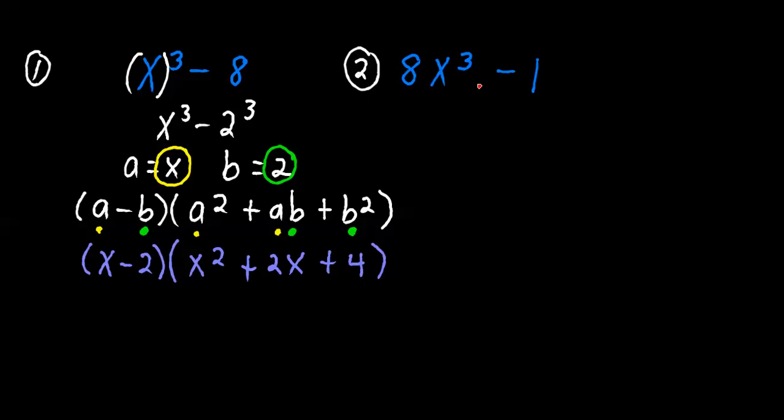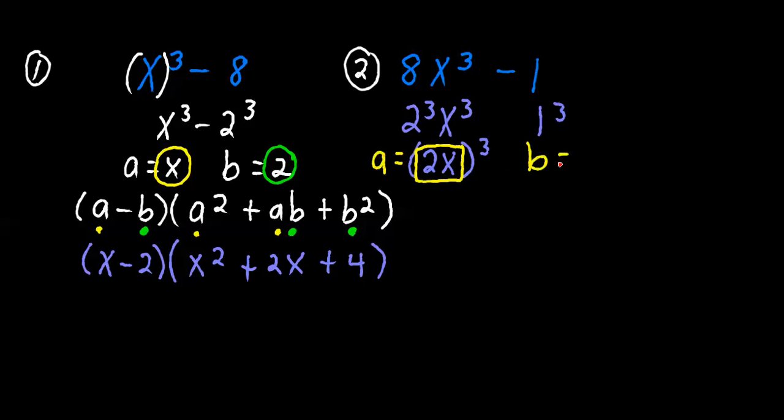This is also a difference problem, but it's going to be a little more tricky because I want to know what A is. So the A is what is being cubed that would give me 8x cubed. Well, this is the same as 2 cubed x cubed, which is also the same as 2x cubed. And 1 is 1 cubed. So just to be really clear here, my A is this, my 2x. That's going to be my A. And my B is equal to 1.